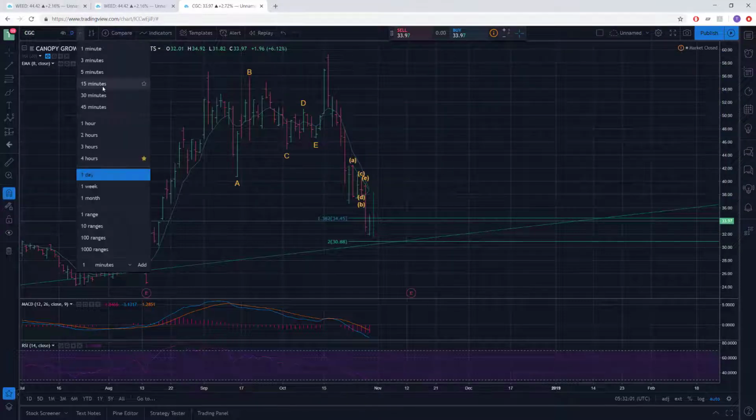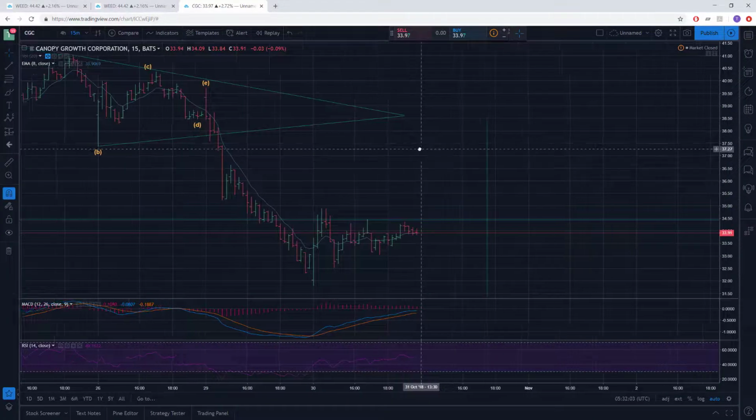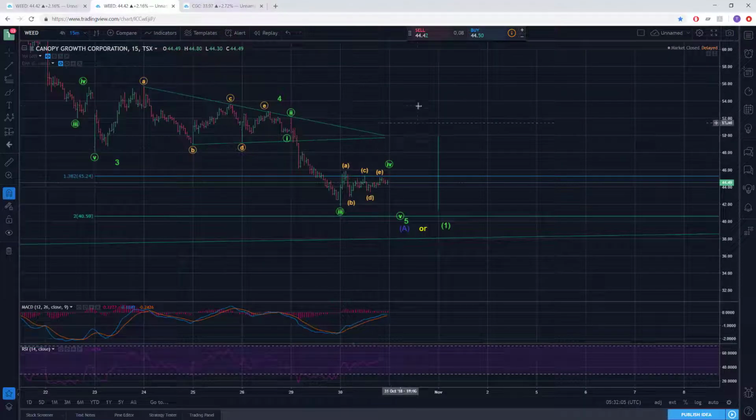All right, that should be good for now. And we'll certainly check in on our good friend Weed and CGC as price action warrants it.